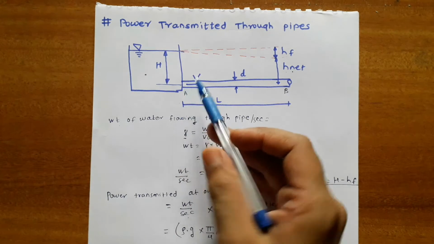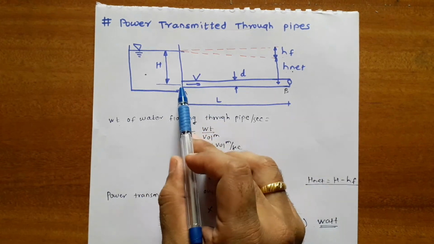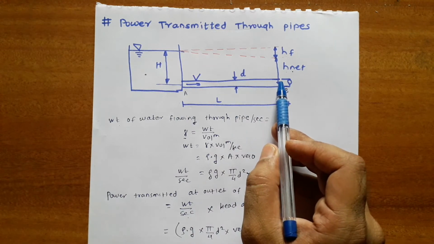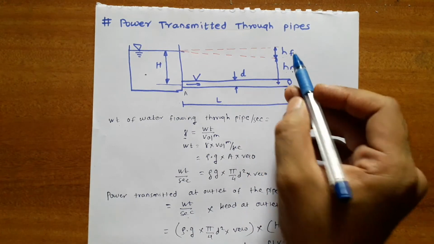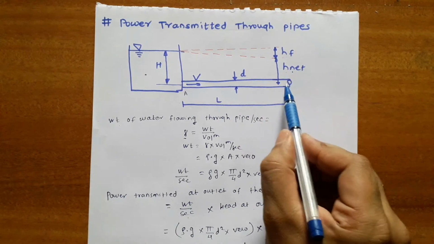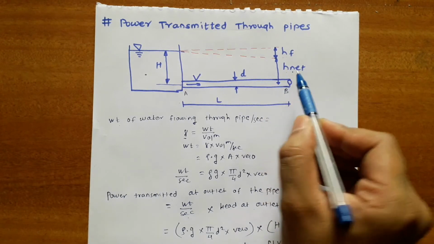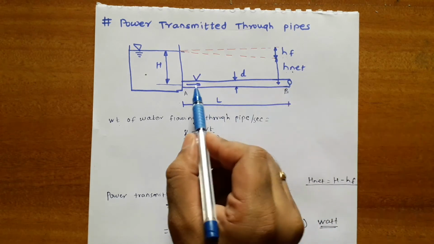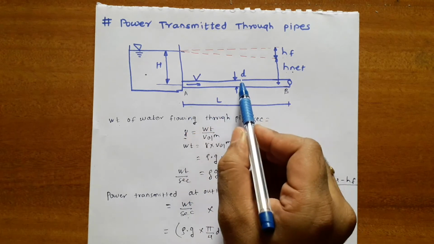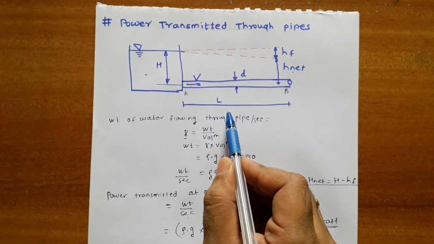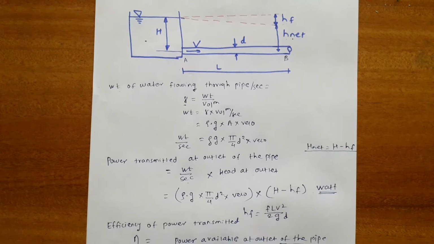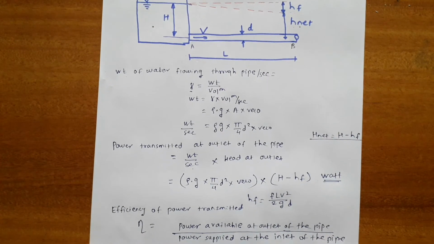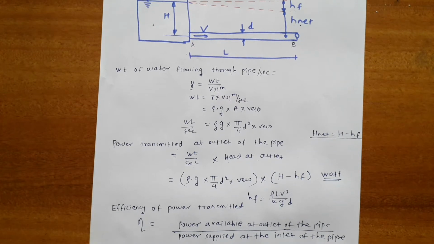The head available in the tank is H, and when the water or any liquid flows through this pipeline, head loss or energy loss takes place. This energy loss is considered as HF, and the head available at the outlet of pipe B is H net. It is the net head available at B. V is the velocity of the flowing fluid, D is the diameter of the pipe, and L is the length of the pipe. Now the power transmitted through the pipe depends upon the weight of water flowing through the pipe and the head available at the outlet of the pipe.